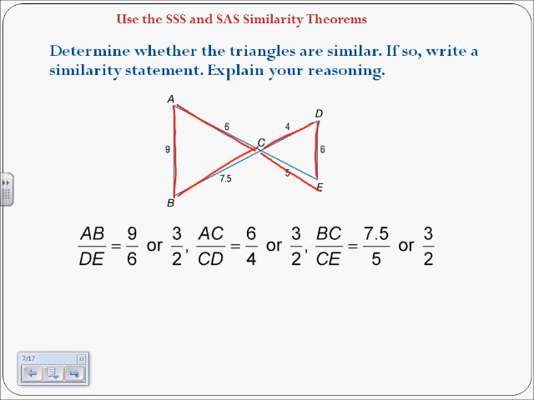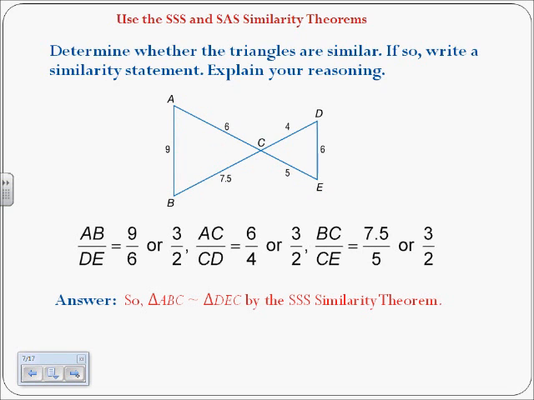Since all of those sides are proportional to each other, we have the side-side-side similarity theorem, or also, in my opinion, because we know that angle ACB and angle DCE are congruent, it could also have been by the side-angle-side similarity theorem. So therefore, the two triangles are similar. The key, though, is that the ratios are all equal to 3/2.